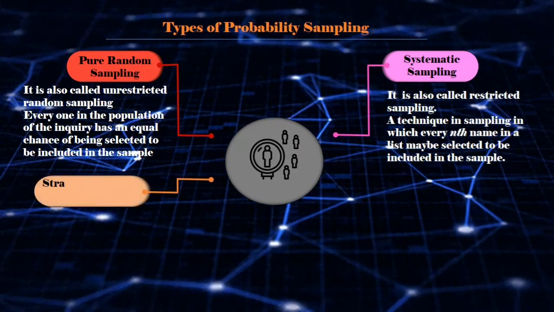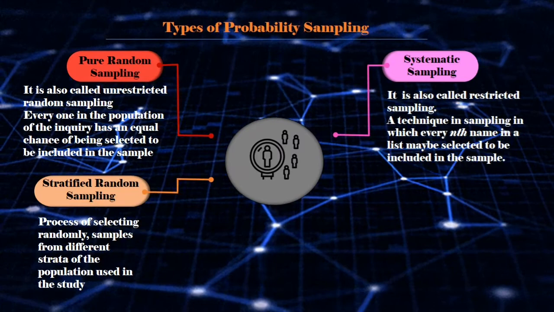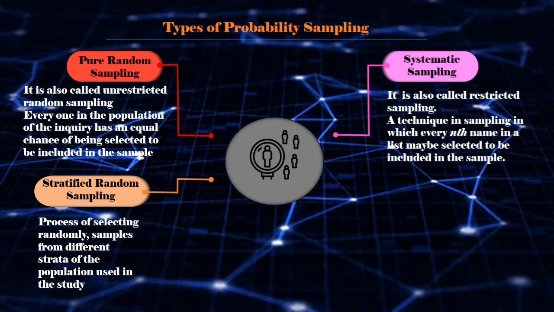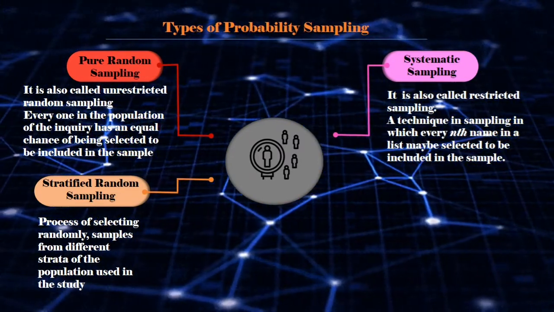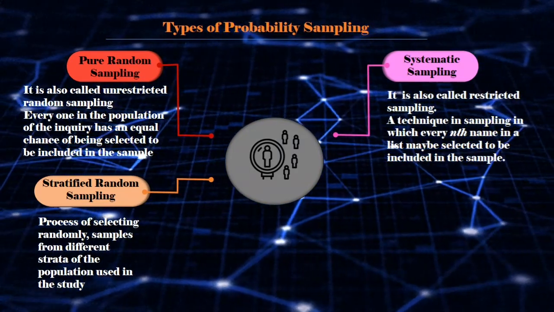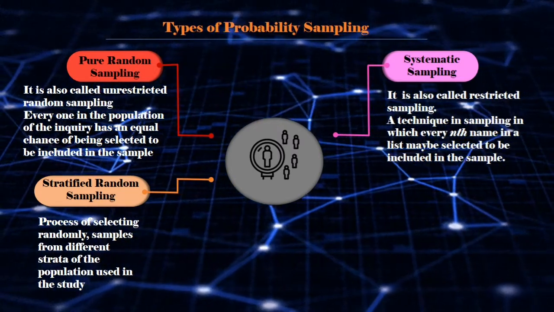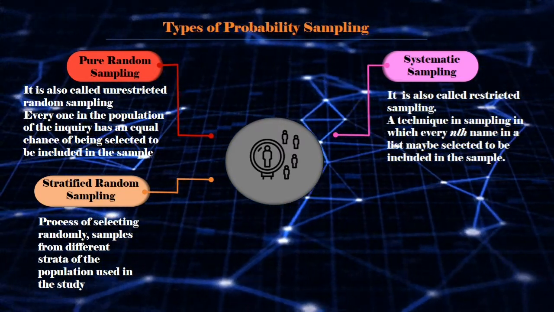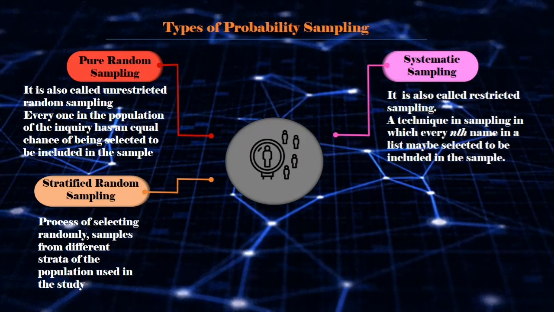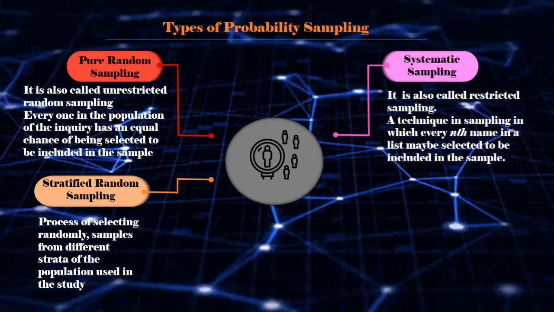Then the third one is stratified random sampling. This is a process of randomly selecting samples from different strata of the population used in the study. This is a method of sampling from a population which can be partitioned into subpopulations.